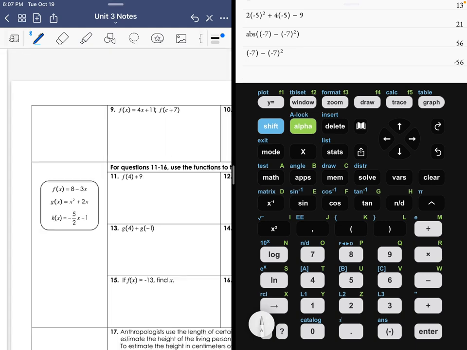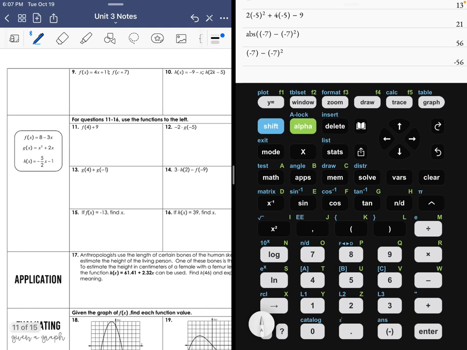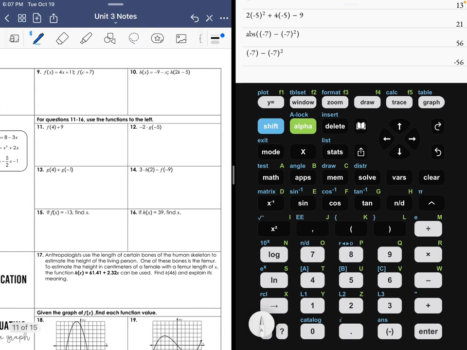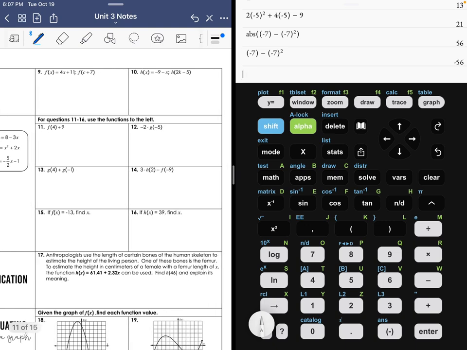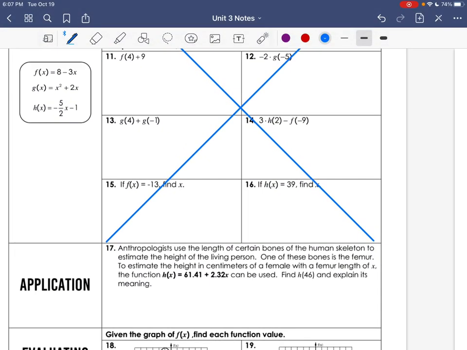All right, next page, we're going to actually cut out a lot of this because we're not required to do all of this anymore in Algebra 1. So we're going to cut out all the way to number 17. Okay, so number 17 is an application problem. Actually, let me just close that. I don't think I need that anymore.